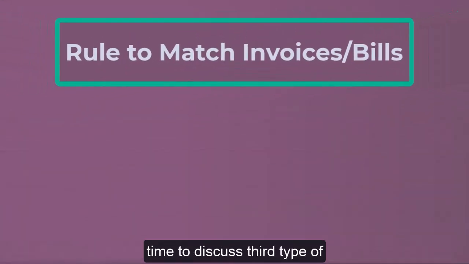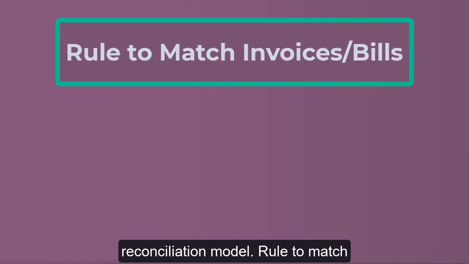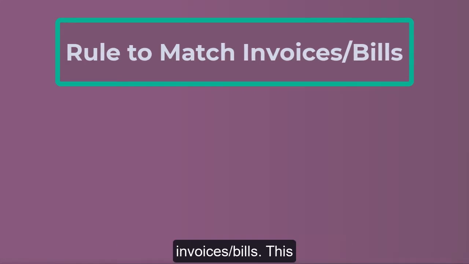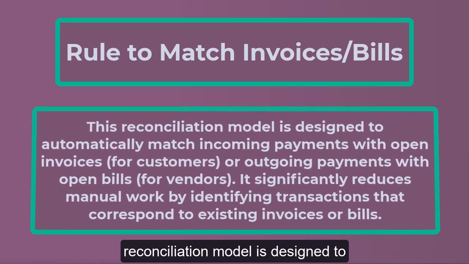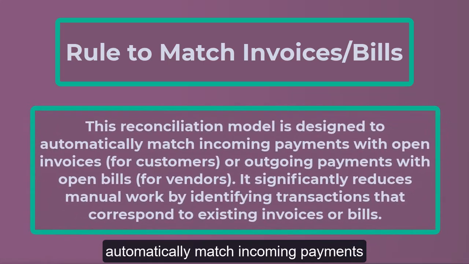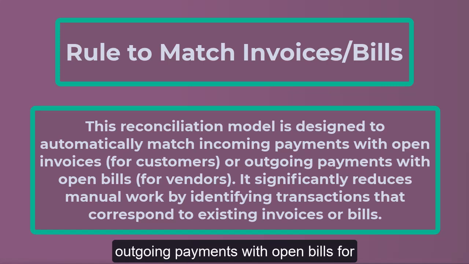Now it's time to discuss the third type of reconciliation model. Rule to match invoices/bills. This reconciliation model is designed to automatically match incoming payments with open invoices for customers or outgoing payments with open bills for vendors.